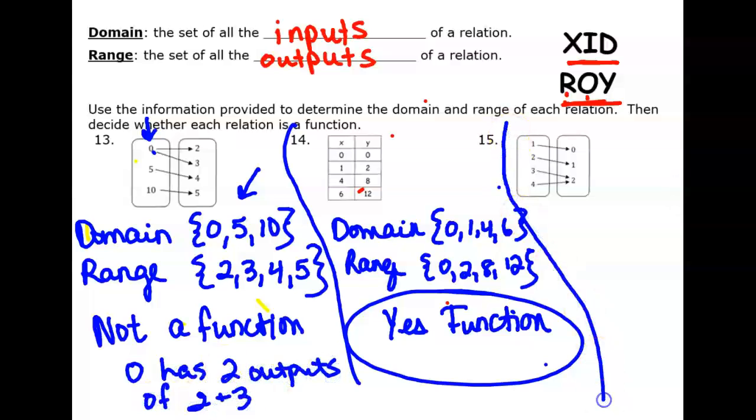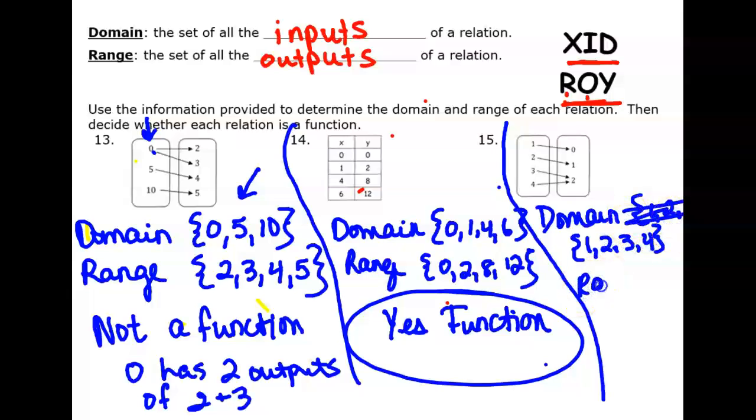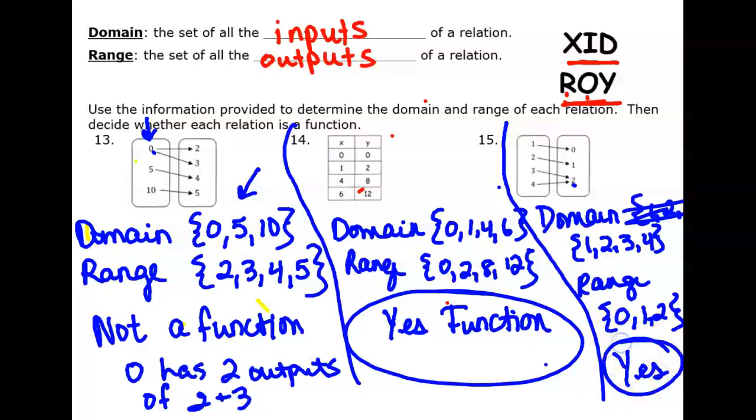All right, now let's look at 15. Here we have our domain. The domain would be the set 1, 2, 3, and 4. And the range would be the set of elements 0, 1, and 2. In this case, each input has only one output. It's okay if they share the same output. Notice 3 goes to 2 and 4 goes to 2. It is still classified as a function. So it's only the x's that you have to worry about repeating.